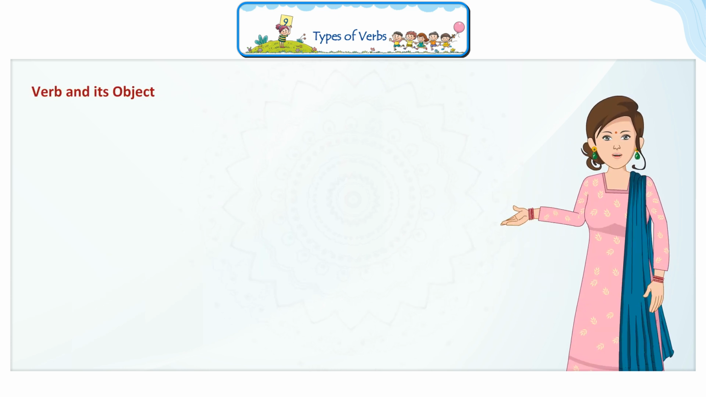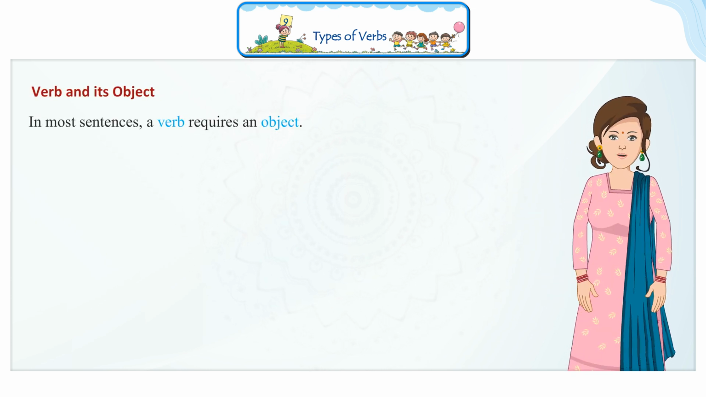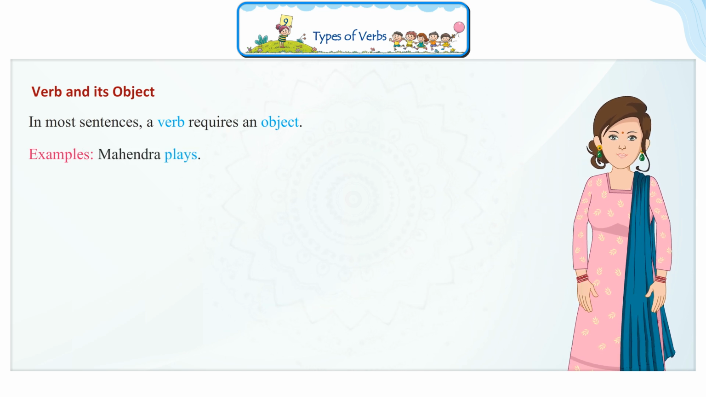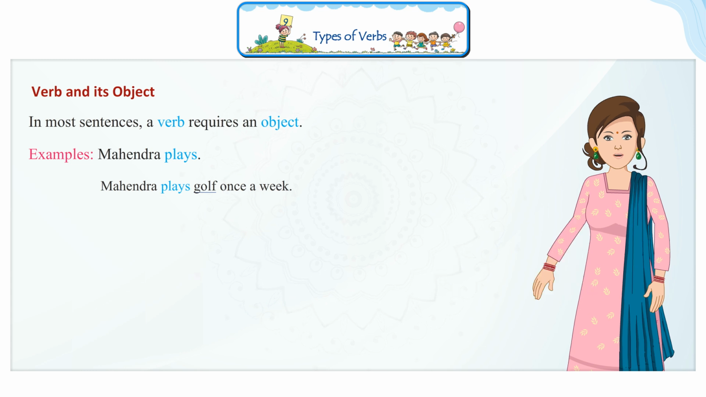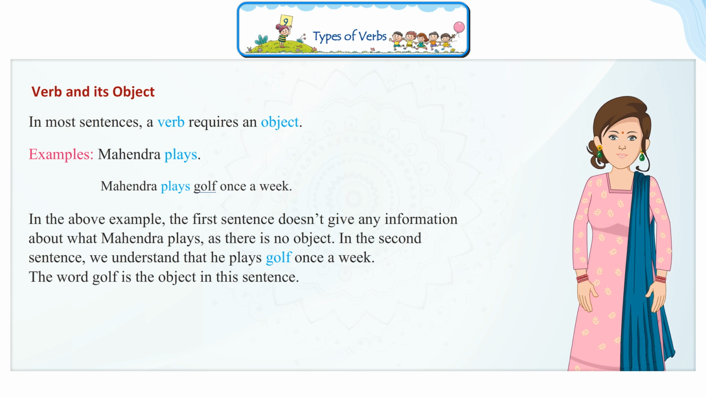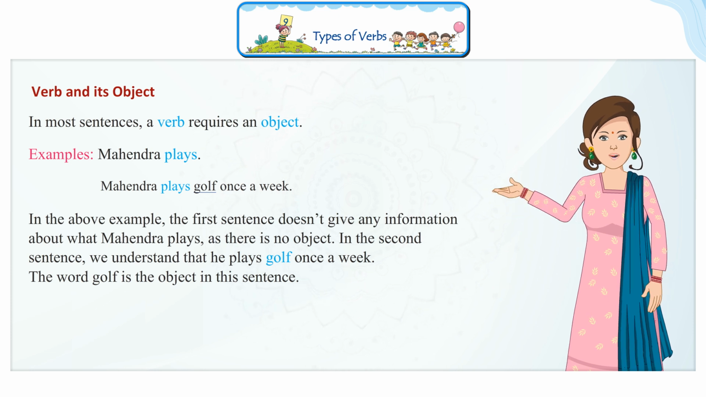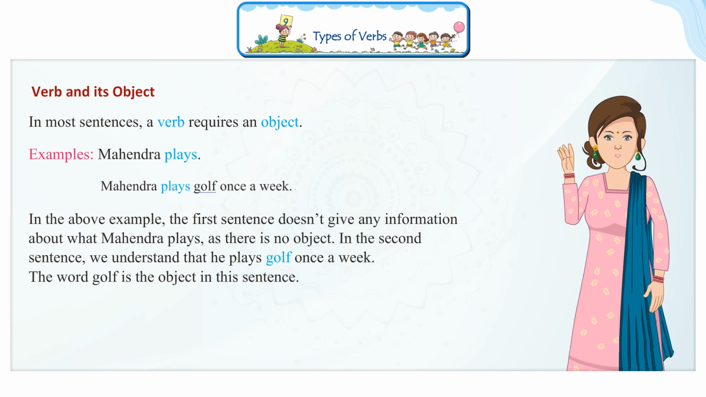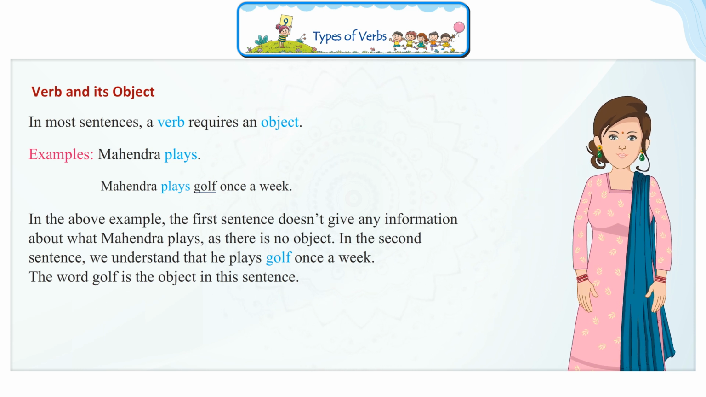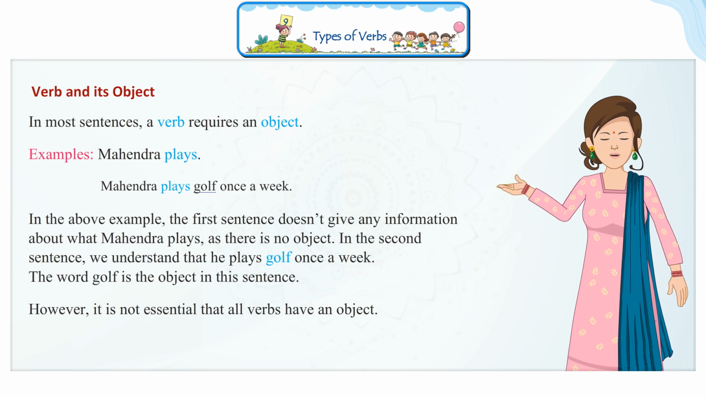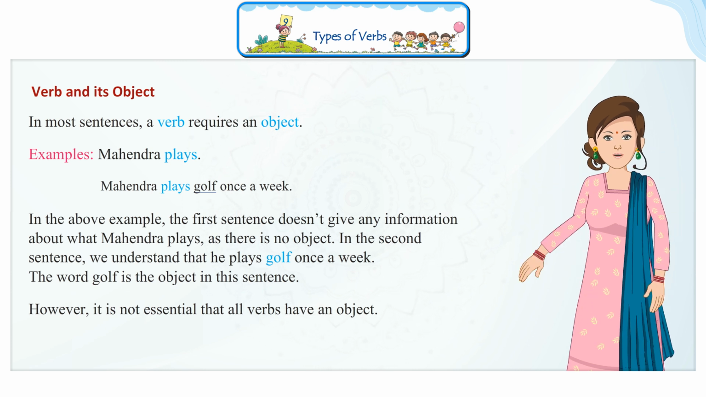Verb and its object. In most sentences, a verb requires an object. Examples: Mahendra plays. Mahendra plays golf once a week. In the above example, the first sentence doesn't give any information about what Mahendra plays, as there is no object. In the second sentence, we understand that he plays golf once a week. The word golf is the object in this sentence. However, it is not essential that all verbs have an object.